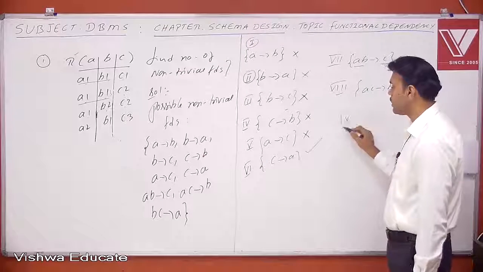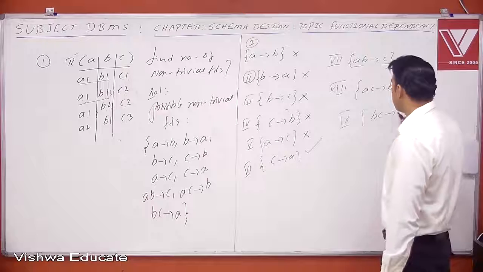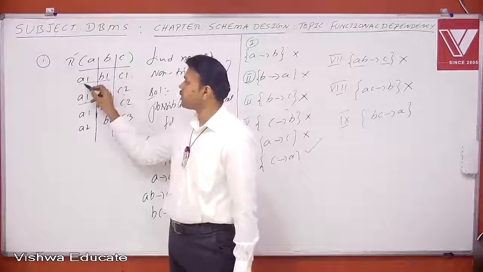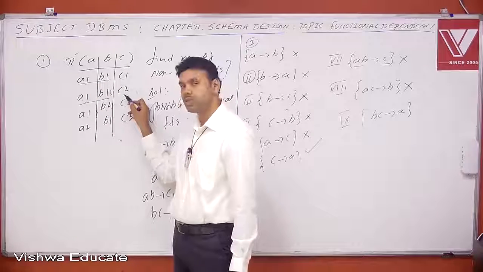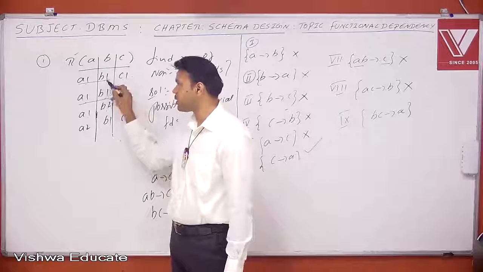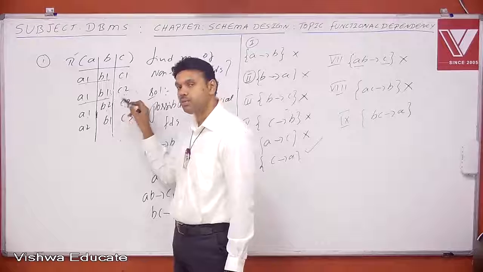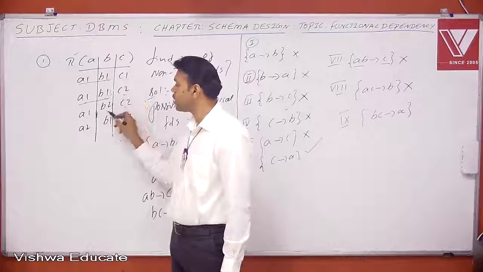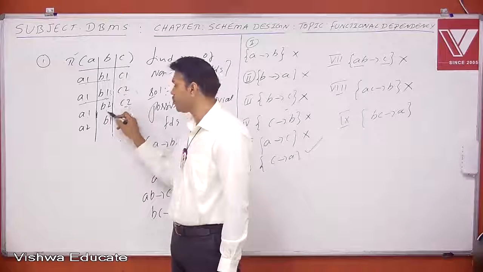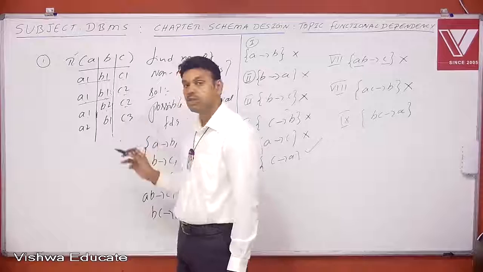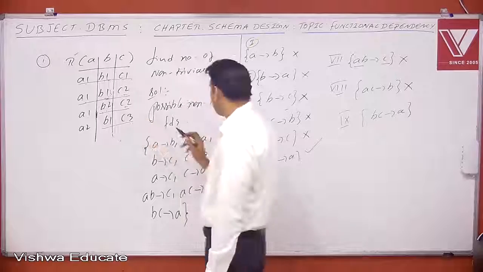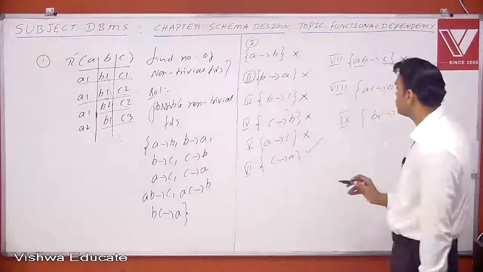And next one, ninth. BC tends to A. BC is the determinant. B1, C1, A1 is the value. B1, C2: is it unique or redundant? This is unique, because earlier it was B1, C1. Now this is B1, C2, so we don't mind the dependent value. B2, C2: is it redundant or unique? It is also unique. B1, C3 is also unique. Since all the combinations are unique here, I can say automatically it is proved.